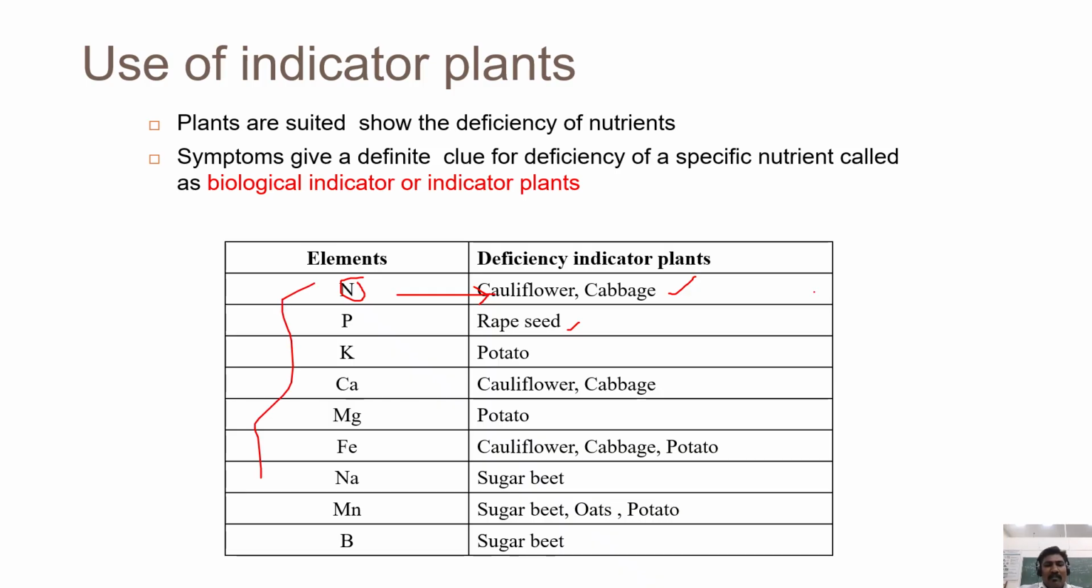All the elements have their indicator plants: potassium, potato; calcium, cauliflower and cabbage; magnesium, potato; iron, cauliflower, cabbage, potato, sugar beet; sodium, sugar beet; manganese, sugar beet, oats, potato; boron, sugar beet. So these are called indicator plants, with which you can find out deficiencies.